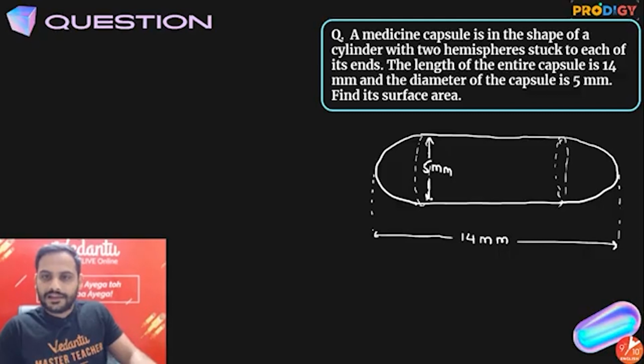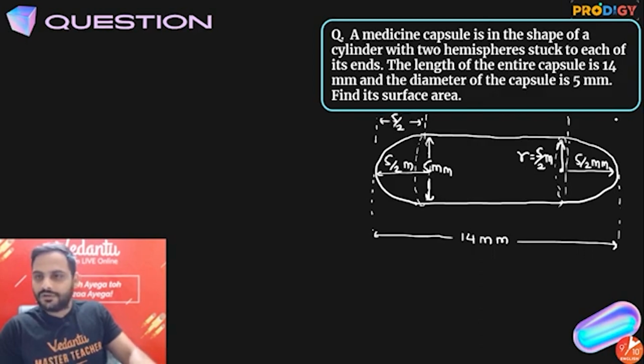So guys, I can say, if the diameter is 5, clearly the radius will be 5 by 2 mm. So this is going to be 5 by 2 because this is nothing but the radius of the hemisphere, and from the center this is also going to be 5 by 2 mm. So from here to this hemispherical end, this is 5 by 2. From here to here, this is also 5 by 2.